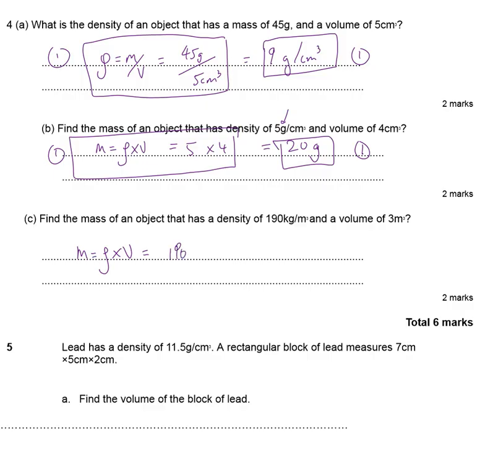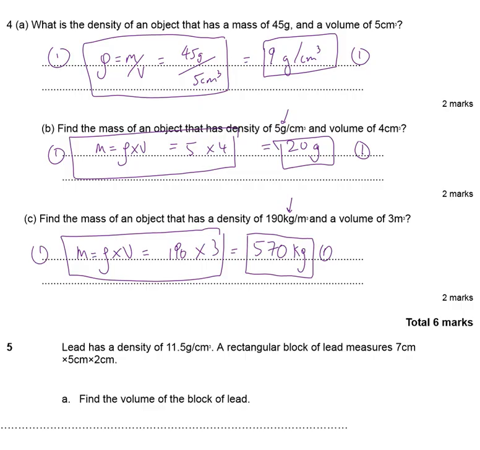Now look at this one, times 3. So this is 570. Now what will be the unit here? The unit I can see from the density is kilograms. Therefore the mass is going to be 570 kilograms. And this is 1 mark, and the rest is 1 mark. These 2 marks, they're done.